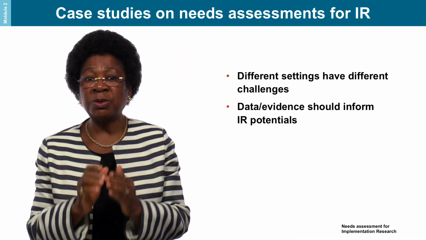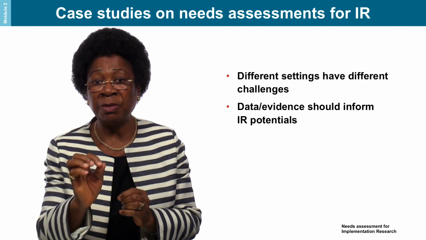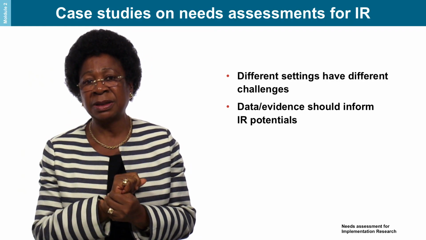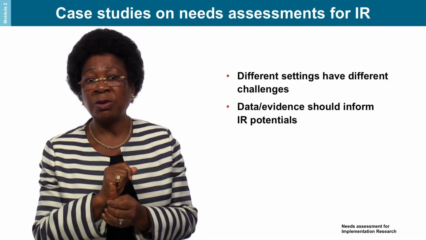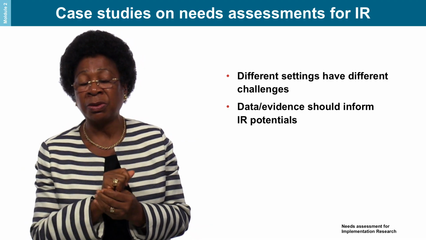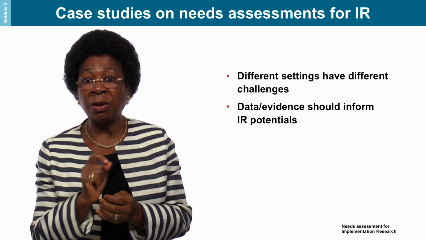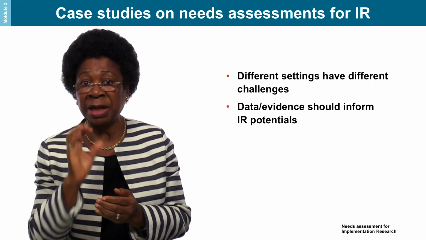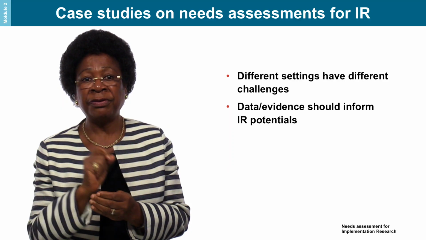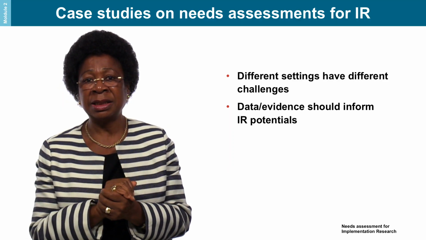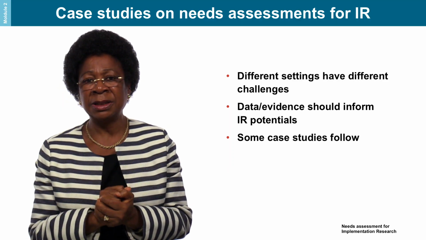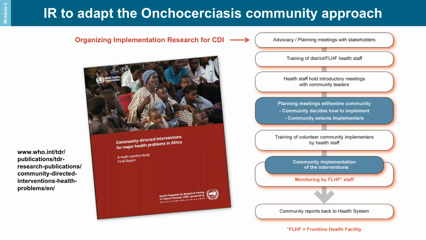Data and evidence from these sources should inform implementation research potentials. Gathering evidence from published and unpublished reports, surveys, and other sources gives a better understanding of program needs in that setting. Here are some case studies. Our first example comes from adapting community-directed treatment with ivermectin to addressing other health interventions.